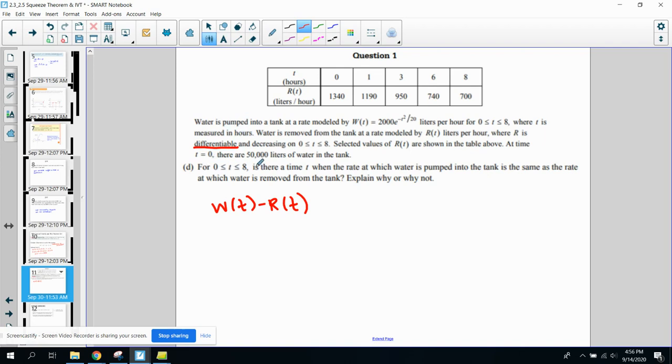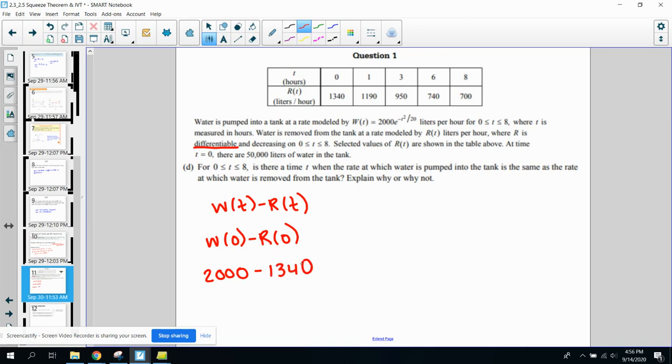Because we have this interval from 0 to 8, we're going to use the intermediate value theorem and use 0 as our a value and 8 as our b value. So first thing we're going to do is evaluate this at 0. So we're going to do W of 0 minus R of 0. For W of 0, all I'm going to do is plug in 0 into my W function for t, and I'm going to solve it, and that's going to give me 2,000. And then for the R function, R of 0, I'm going to use the table. So at 0, my R is going to be 1340.